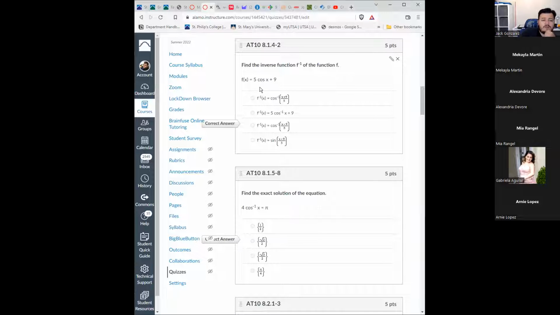Here they want us to find an inverse function. Just like we did way back in college algebra, you'll do the same thing, but with a cosine. Let me write this question down, then we'll switch over.